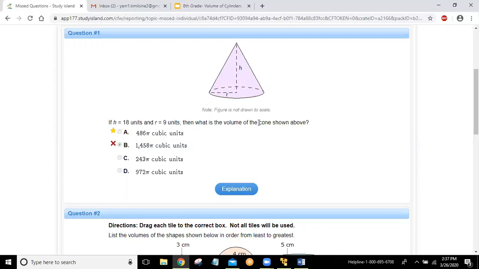I got 84.78. Okay, can you show me your work on the camera? Okay, so I did 1 divided by 3 times 3.14 times 9 squared.